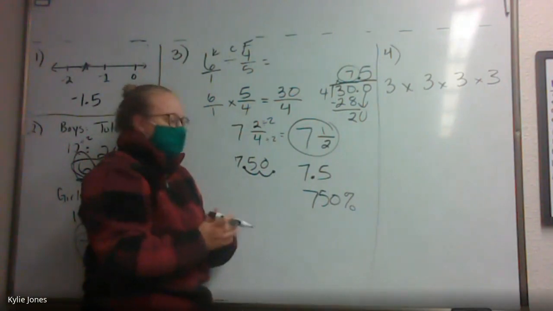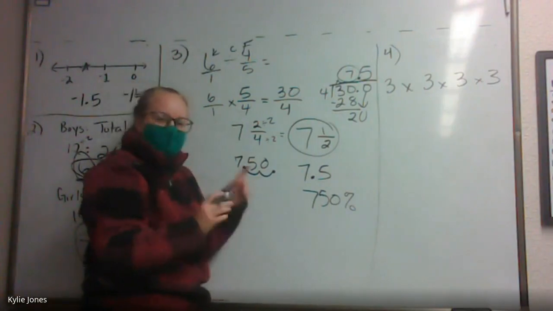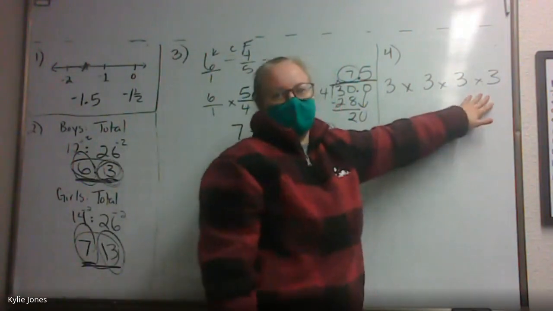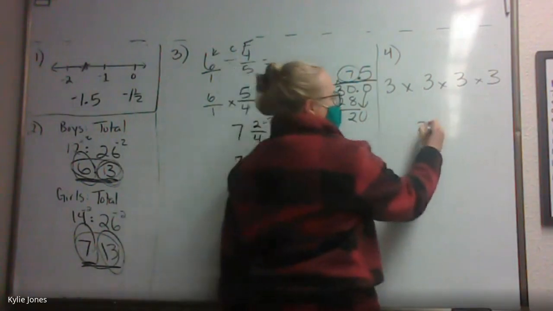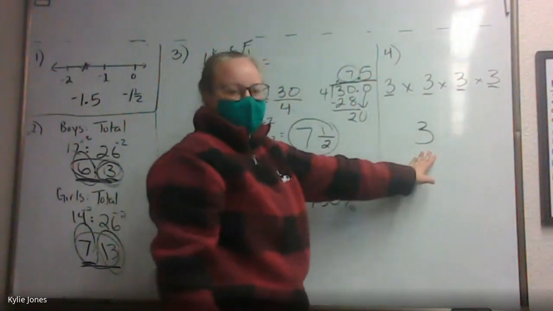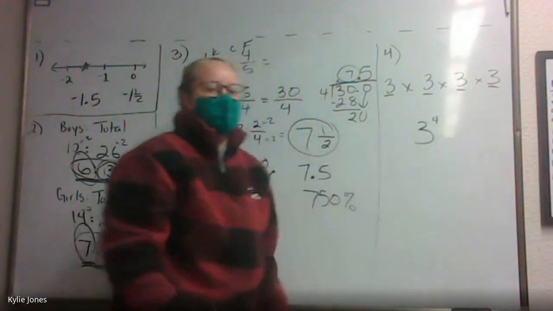Yeah, so you can go over 100% for sure. And finally, number 4. We have 3 times 3 times 3 times 3. We need to write this with an exponent. What is the base? What's the big number? 3. We are taking 3 and multiplying it together how many times? 4. So 4 is your exponent. 3 to the 4th power.